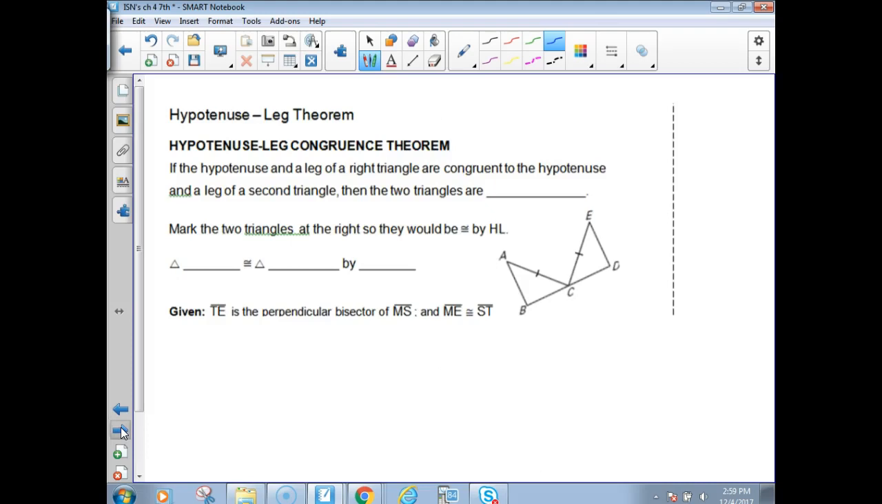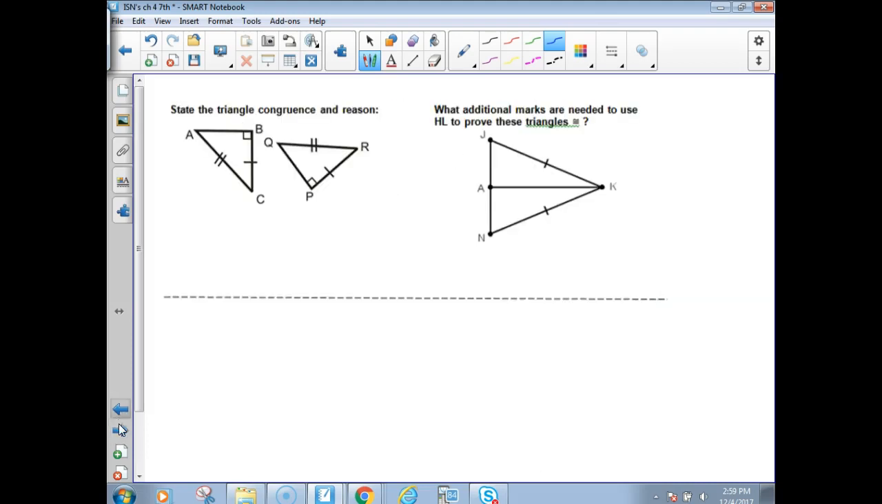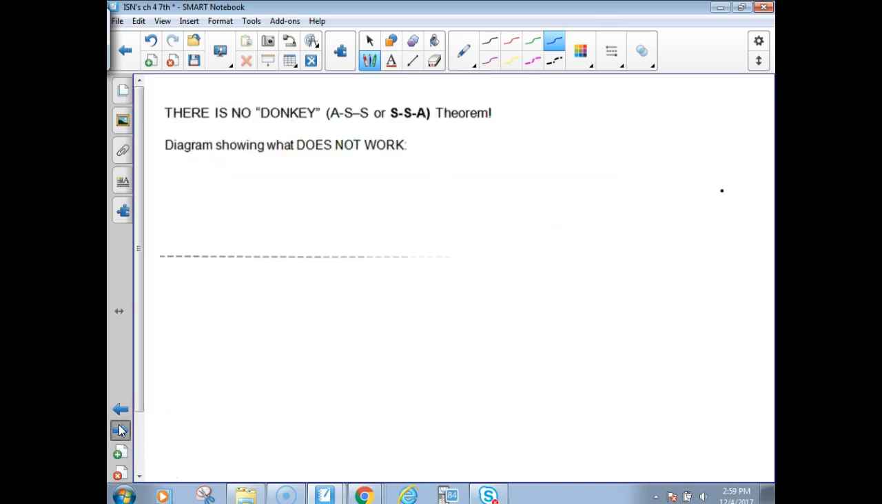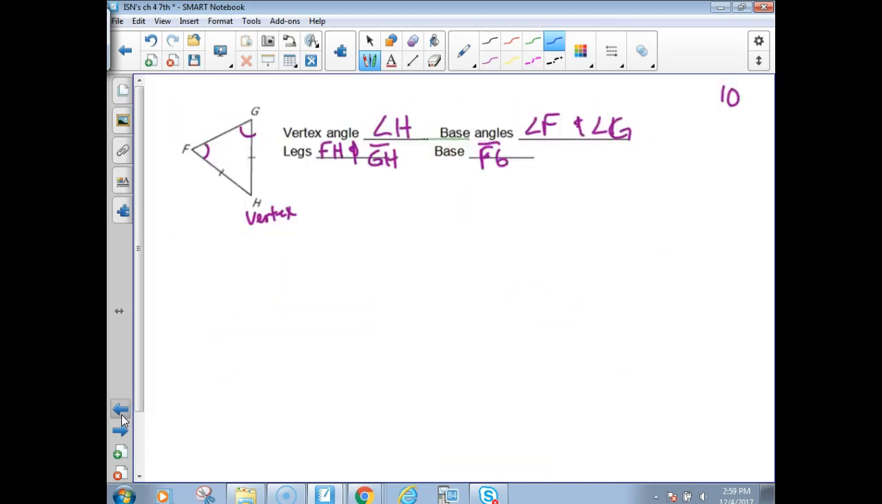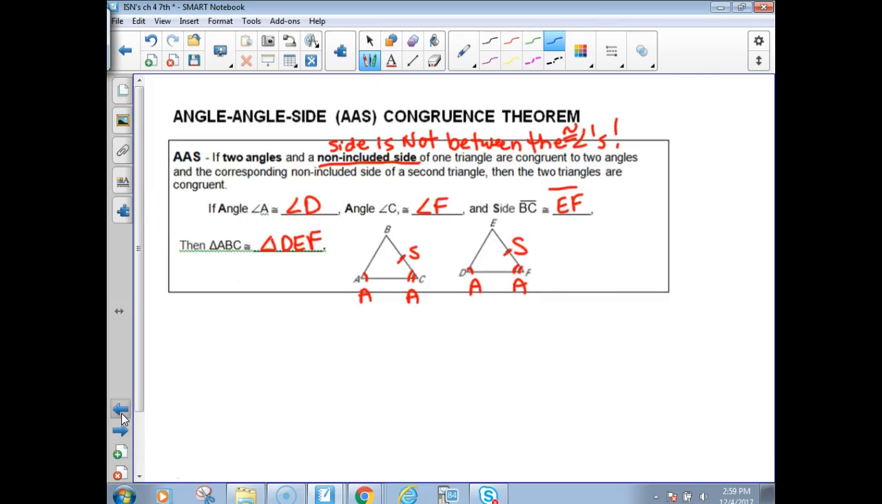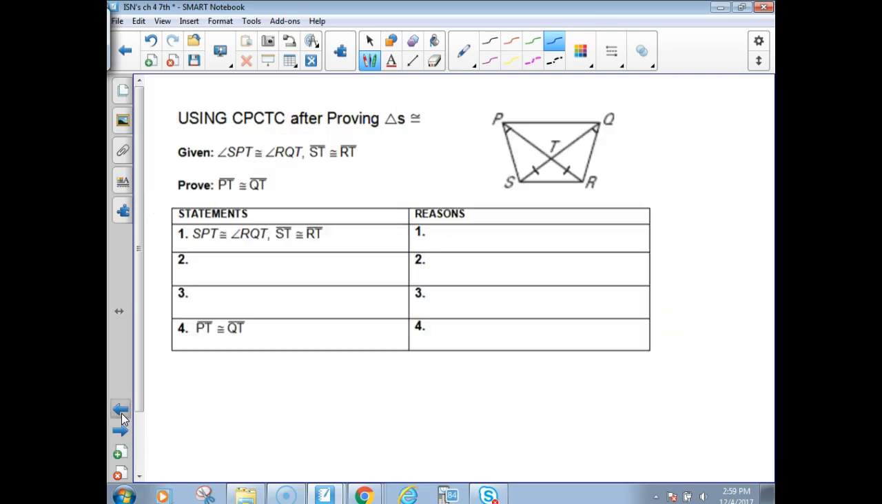We already did the hypotenuse leg theorem. I think what you have next, I just got to find the right page. Is this your page 11? Okay, last thing to fill in, and then we're going to go to the packet.